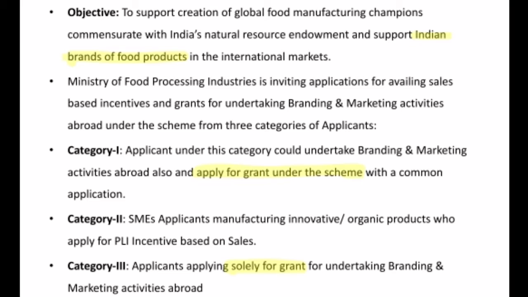So the government is having a category. They are categorizing the industries to give the grants. These are the 3 categories: first one, second, and third. In the first one, we are giving subsidies for branding and marketing activities abroad. And under category 2, we are giving grants to small manufacturing enterprises who are manufacturing organic products. Likewise, the government is dividing the scheme into 3 categories, and they are going to give these grants for the production of food products in India.